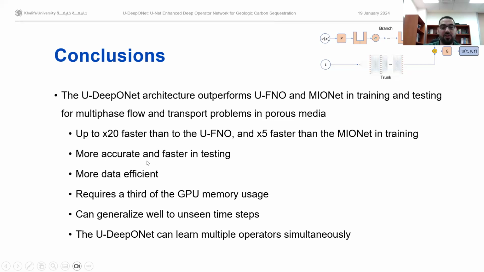It's more data efficient. It requires about a third of the GPU memory usage. It can generalize well to unseen time steps, and the U-DeepONet can learn multiple operators simultaneously without the use of the MIONet.